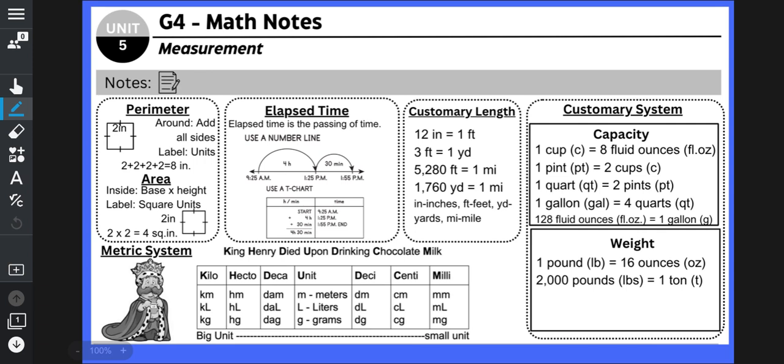Hello and welcome to Grade 4, Unit 5. This unit is going to talk about all types of measurement. So make sure you have your note sheet and a notebook and be ready to take some notes and get some good practice in. Rewatch the video if you need to, or pause at any time to take more notes.